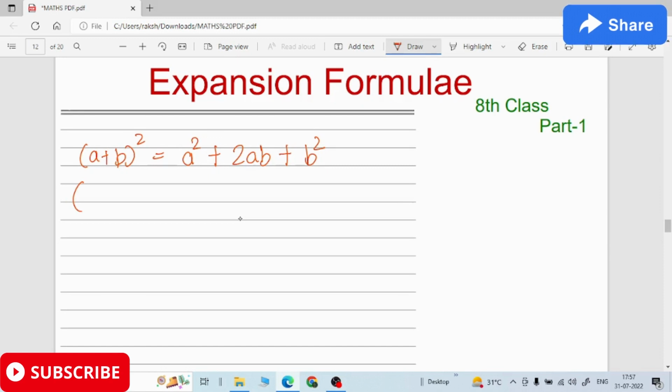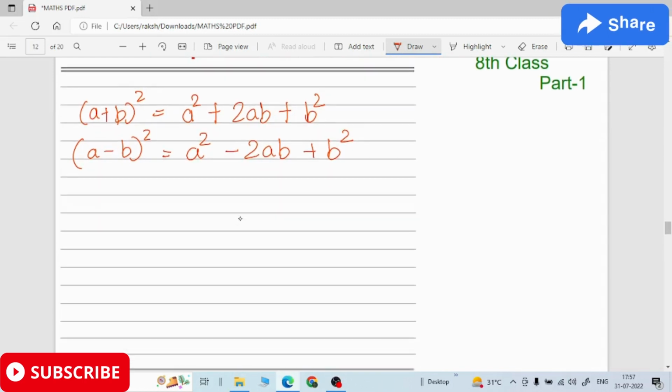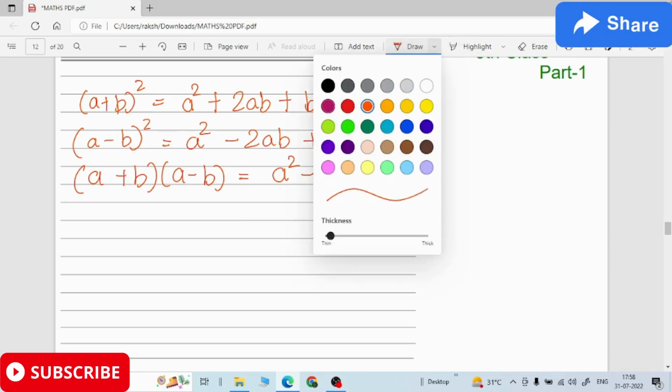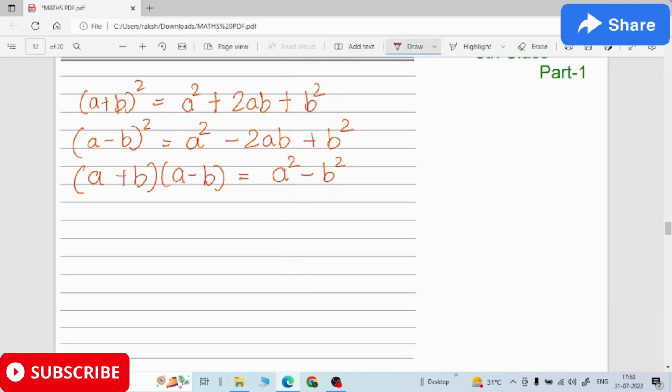Next one, that is (a - b) the whole square, is a square minus 2ab plus b square. And the third one, that is (a + b)(a - b), is a square minus b square. You should always know these formulas, which are very important.